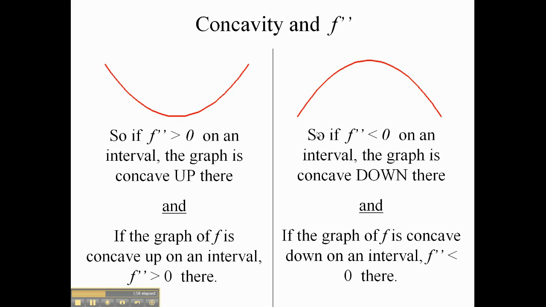We could also say that if the second derivative is negative on an interval, the graph will be concave down on that interval, or open downwards. If the graph is concave down, then we can also say the second derivative is less than 0.